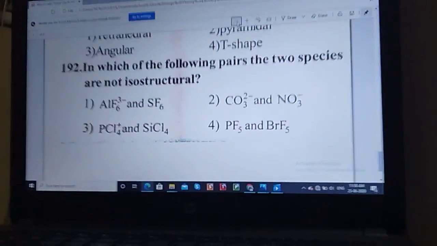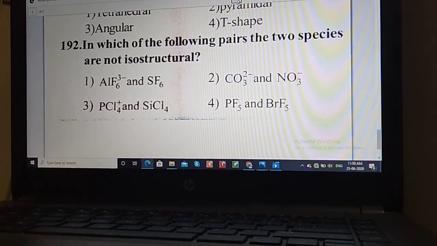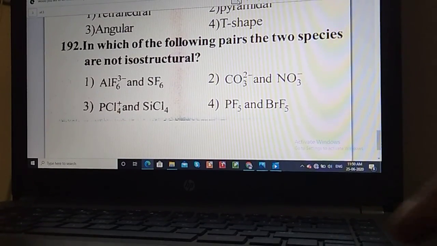So question 192: in which of the following pairs are the two species not isostructural? They do not have the same structure, that is option number 4.